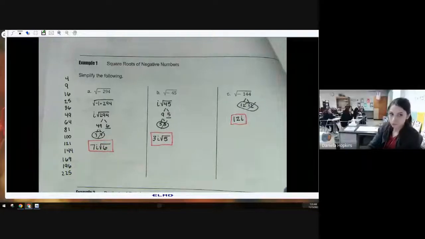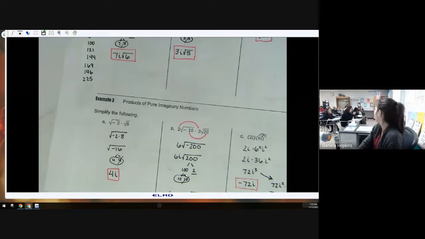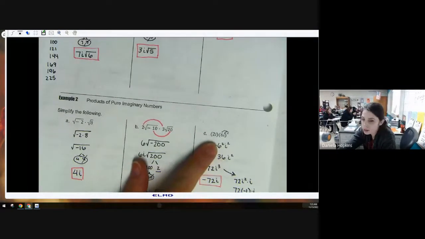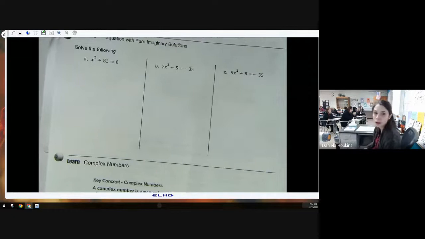We just talked about simplifying these square roots with negatives, and that's where we boot out an i. Example 2 was really the same thing, but just multiplying. We did see a couple like example C, just so that if you see that on the SAT, you're not like, oh my gosh, what the heck is that? So today, all I'm doing is example 3.